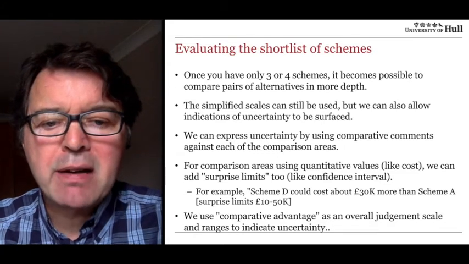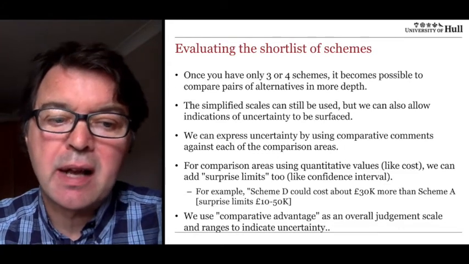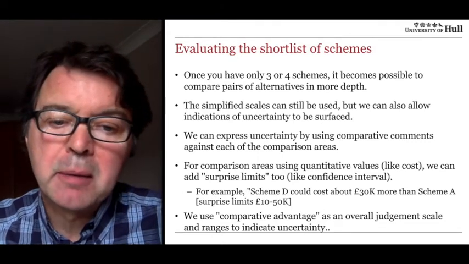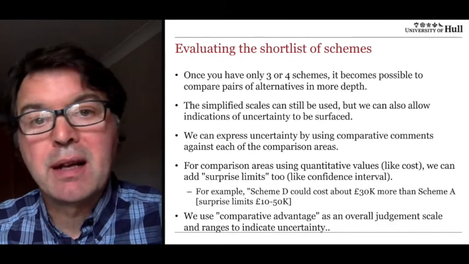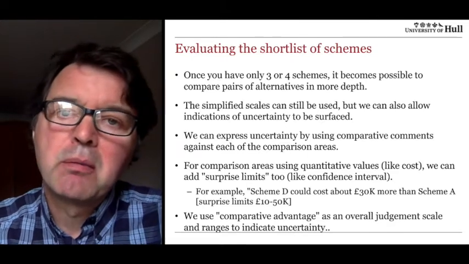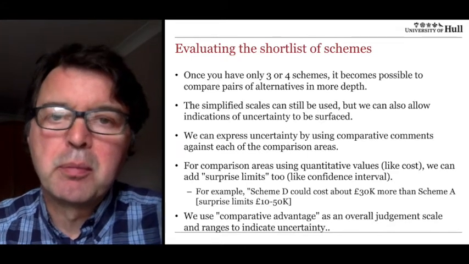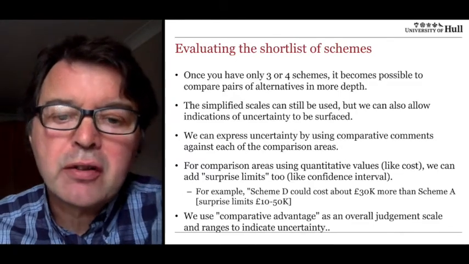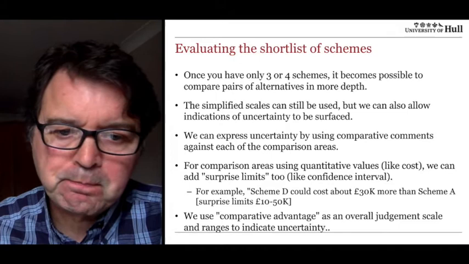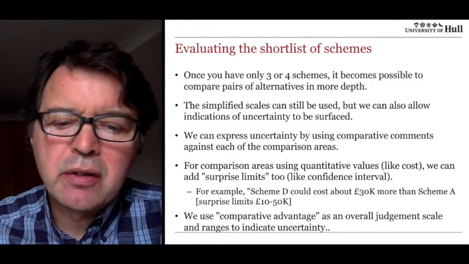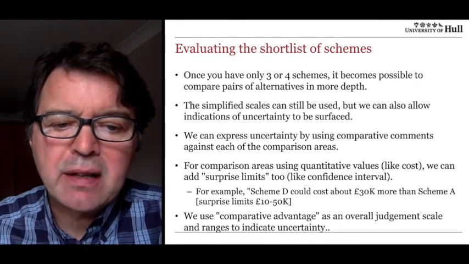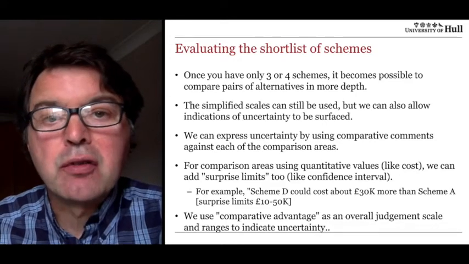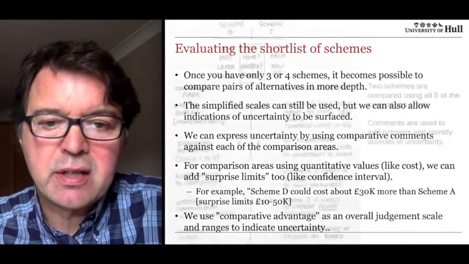For comparison areas using quantitative values like cost, we can add surprise limits, like a confidence interval. We might put a cost against something, but actually that's a prediction of cost. And we can use the notion of comparative advantage as an overall judgment scale, and ranges to indicate uncertainty. So let's just see what that looks like.